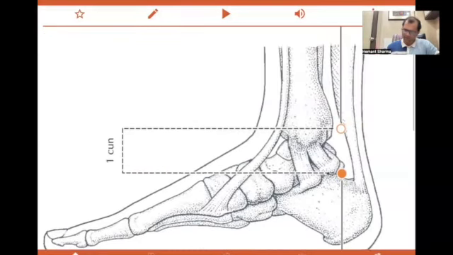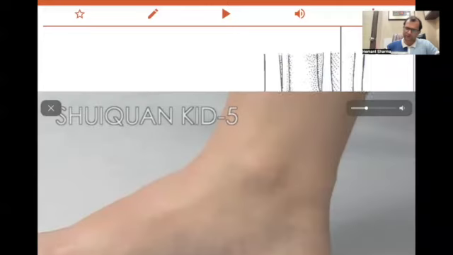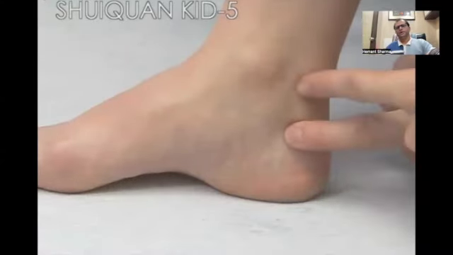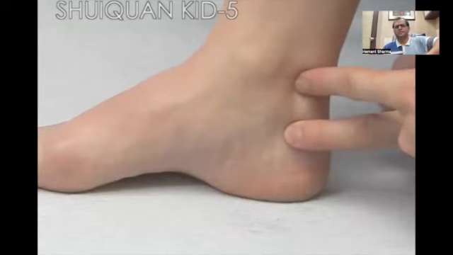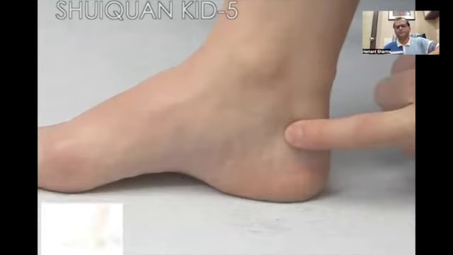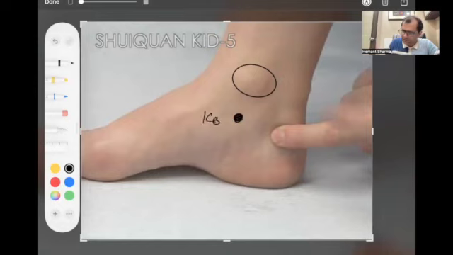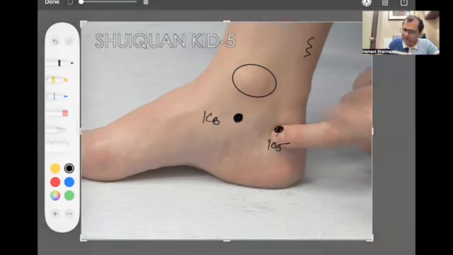Kidney 5 is one of the great points. I will show you here. So kidney 5, we can see here. Look at here. This is the medial malleolus. Kidney 6 is here, and on the same line, kidney 5. So the kidney meridian is like this.